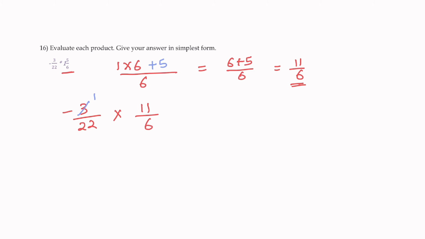3 times 1 is 3. 3 times 2 is 6. 11 times 1 is 11. 11 times 2 is 22. And the answer is going to be 1 over 4 and a negative sign because only one fraction is negative.